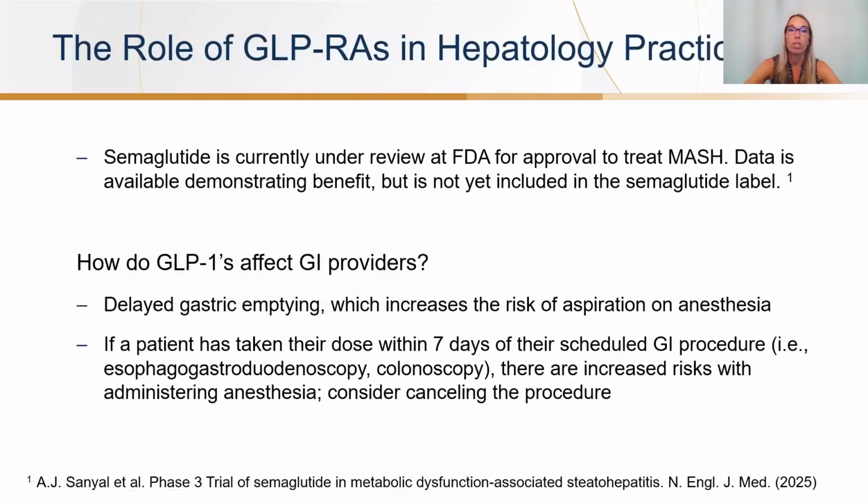So what are we seeing as far as the role of GLPs in our clinics and hepatology practices? As I alluded to earlier, we're studying GLPs in research for MASH, and semaglutide in particular is currently under review by the FDA for approval to treat MASH. There was a publication recently in the New England Journal of Medicine looking at the 72-week data readout that demonstrated benefit, improvement. But remember, it's not yet indicated specifically for treatment of MASH. So it's something to consider. We know that we're working on it. Likely we'll get approval, and we're working with our endocrinology partners and our primary care.